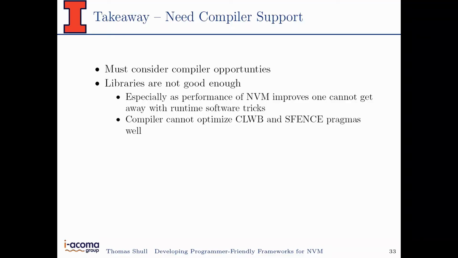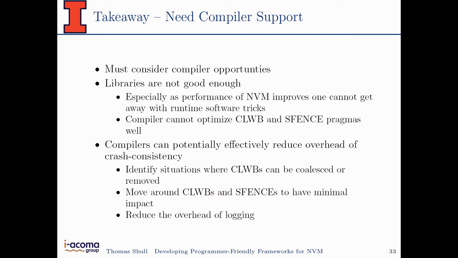In addition to the language support, the compiler also needs to be smart about it. As I said before, right now you can get away with using libraries just because NVM is slow enough. But as NVM gets faster, you won't be able to get away with all these runtime tricks. Instead, the compiler becomes more aware of what your intention was. You don't insert the writebacks; the compiler decides where to put them. It could do a lot of smarter things. It could identify where cache line writebacks should be, when they could be moved up, and if they could be coalesced and removed.